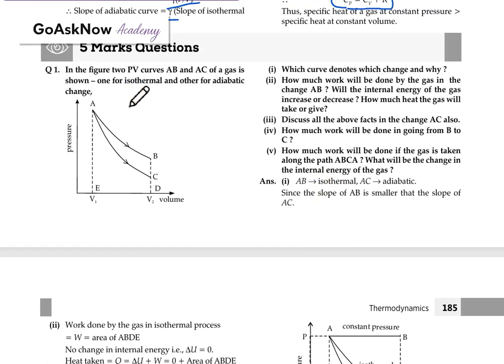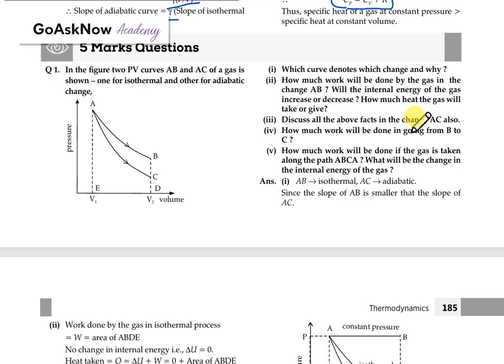Now, in the figure, PV curves AB and AC of a gas are shown, one of them isothermal and the other adiabatic. We have to find something. First, which curve denotes which change and why. How much work will be done on the gas in AB? Will the internal energy of the gas increase, or the pressure? And how much heat will the gas take or give?